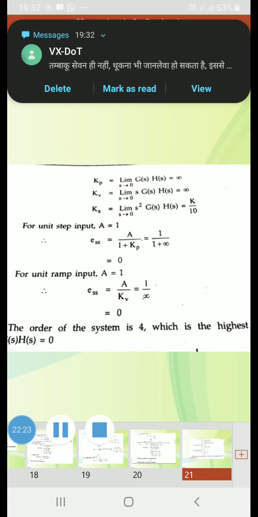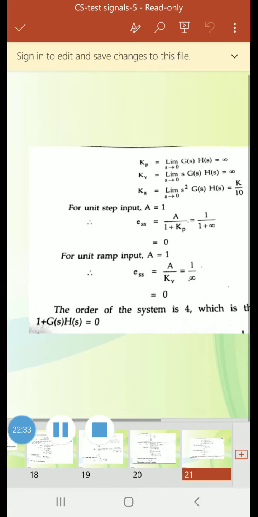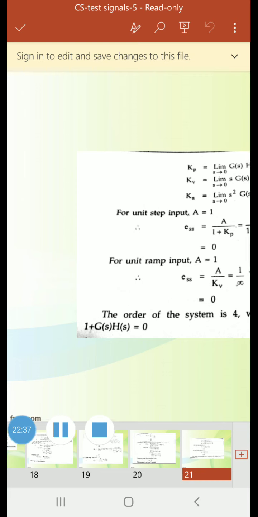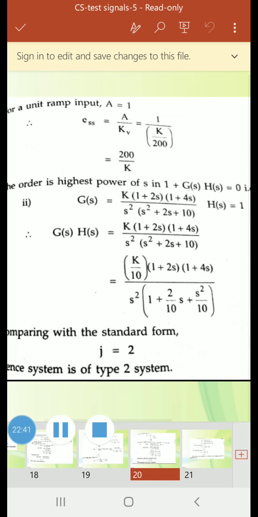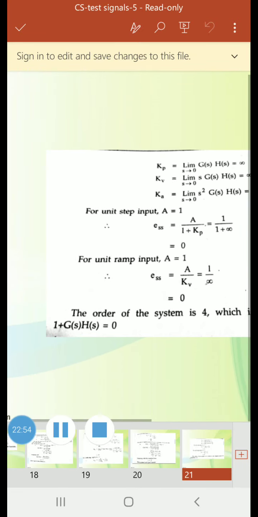For a unit ramp input, A is equal to 1. So ESS is equal to A by Kv, which is 1 by infinity, that is 0. The order of the system is 4, which is the highest power of s. So what is the equation? It is s square into bracket s square plus 2s plus 10. So s square into s square will become s raised to 4. The highest power of s in the denominator is 4. Hence, the order of the system is 4.